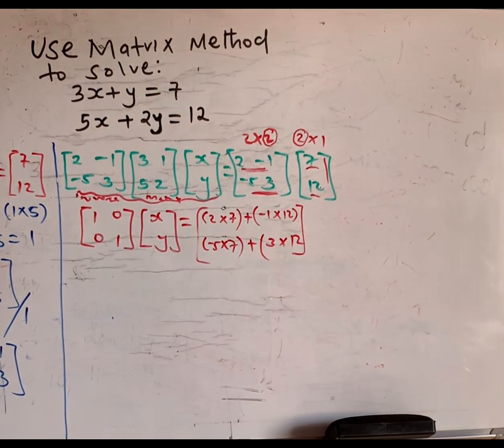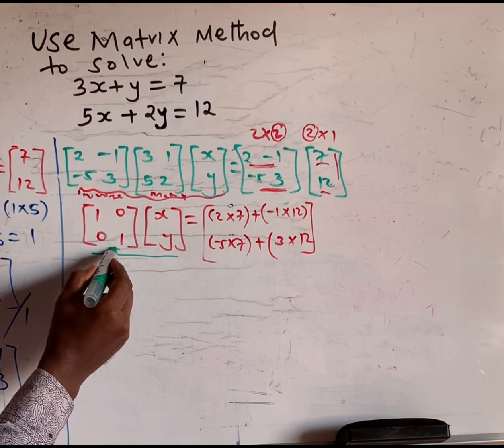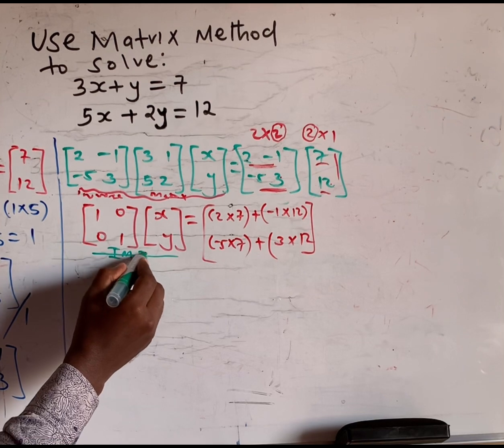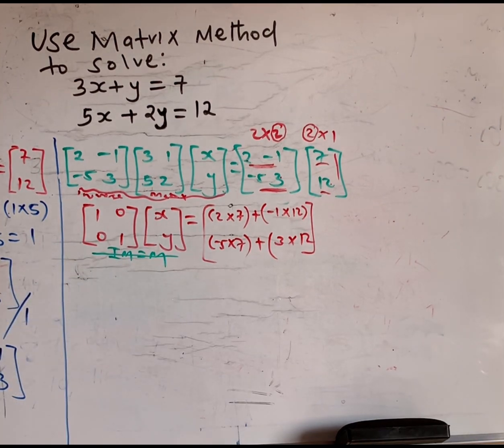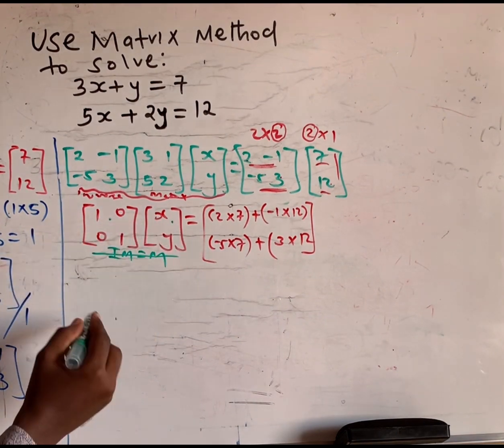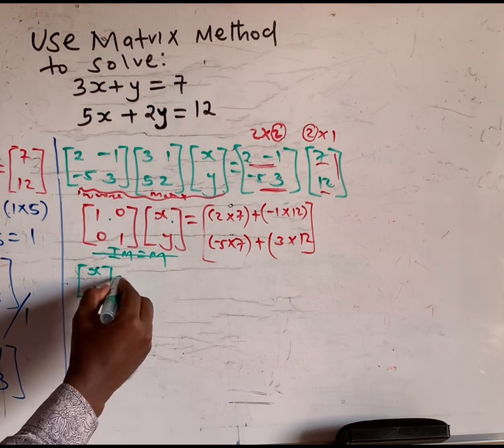On the left side, if you take the identity matrix I and multiply any matrix, let's call it M, the result will always be M. That means it doesn't change the matrix. So if I take the identity matrix and multiply XY, the result will be XY. So on the left side, we'll have XY only.